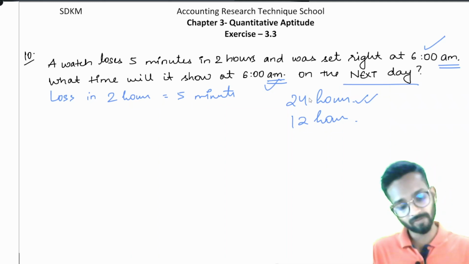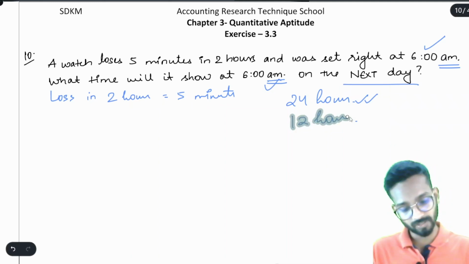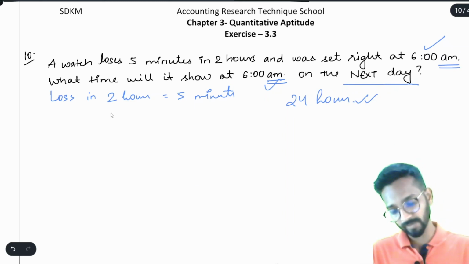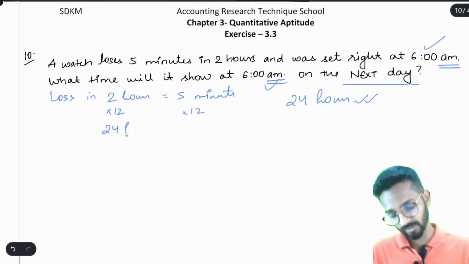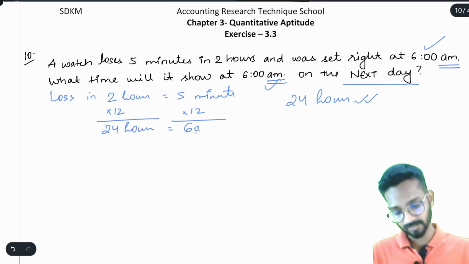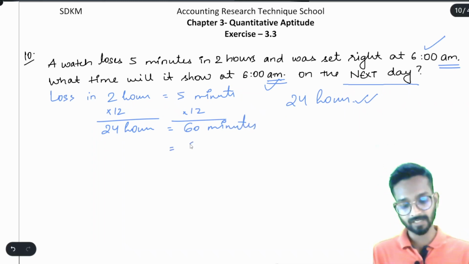Okay. So we will take 24 hours because 24 hours have passed. So in 24 hours, how much is the loss? See, loss in 2 hours is 5 minutes. So if I multiply this by 12, here also 12, the loss in 24 hours will be 60 minutes. If we are losing 60 minutes, it means exactly 1 hour we are losing.